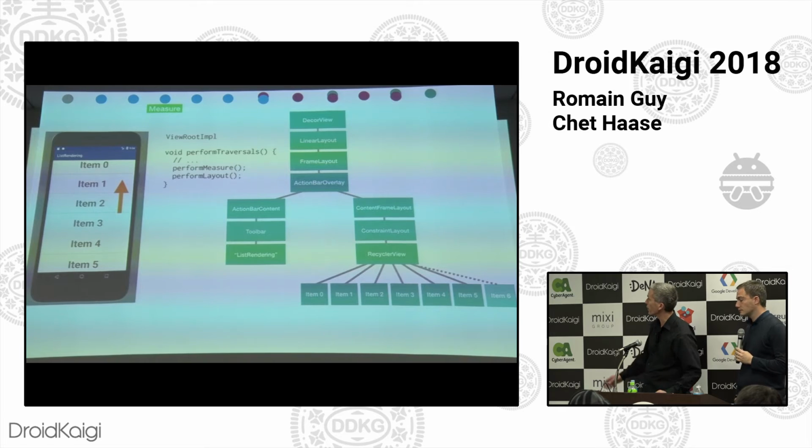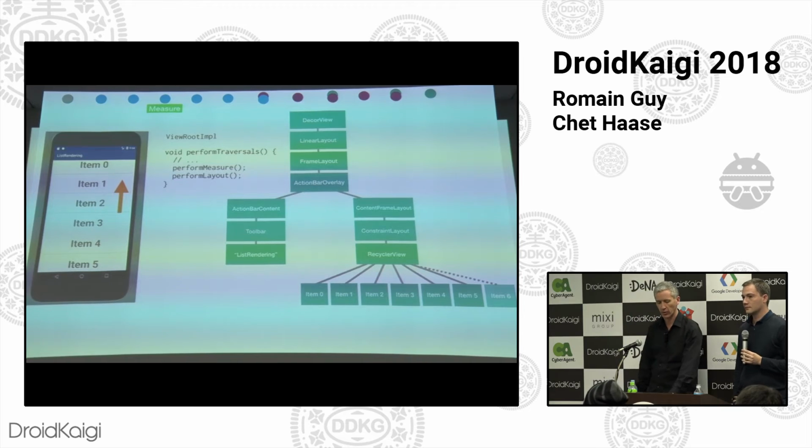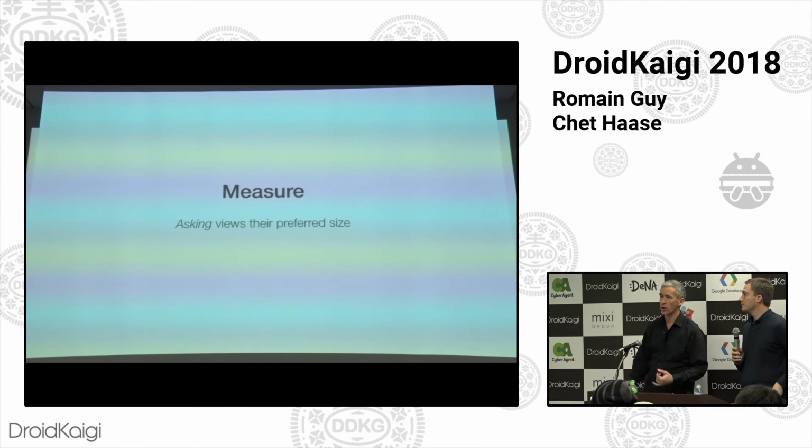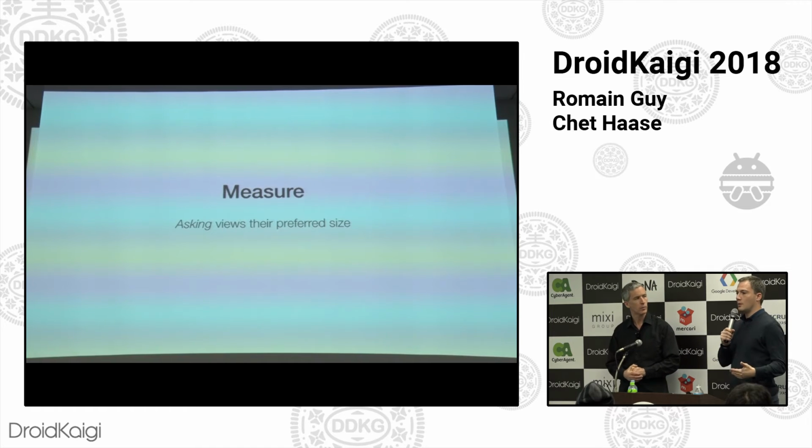In traversals now, it's going to do a couple of other things that we didn't show you before. Besides the perform draw that we saw before, it also does a perform measure and a perform layout when it needs to, when it was triggered to by that request layout call coming up the tree. So the measure phase is basically asking views, how big would you like to be? What is your preferred size? Well, it's actually a little more complicated. It's asking views how big they want to be given a certain constraint.